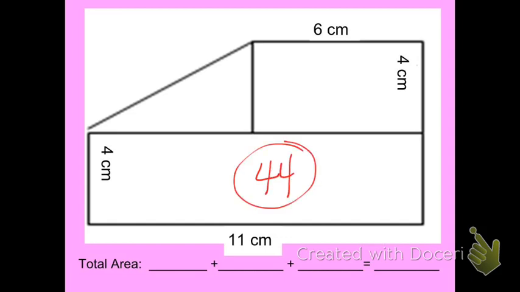44. Okay. Now, the small rectangle right here, do we know the base and the height? Yes. What is it? 6 and 4. 6 times 4 is? 24. So we've got the first 2 pieces.